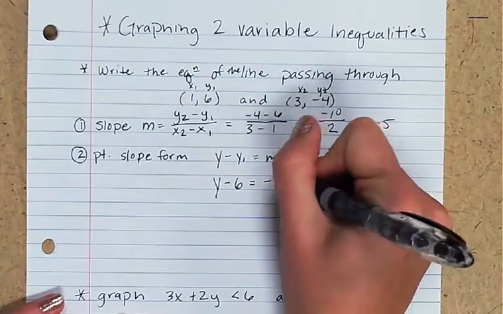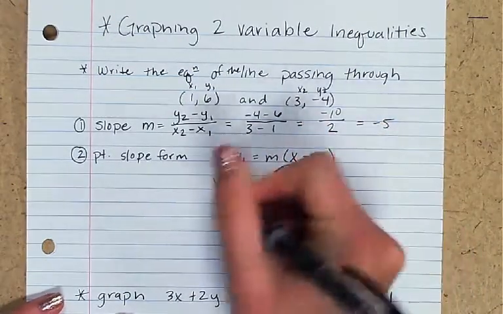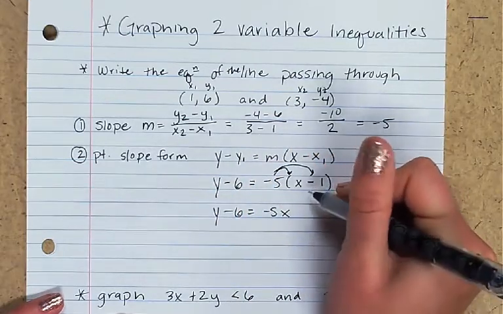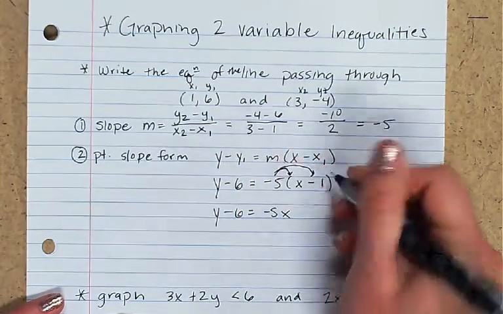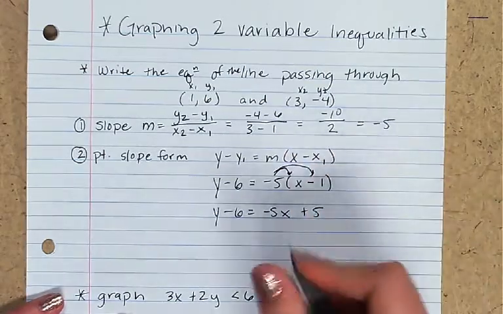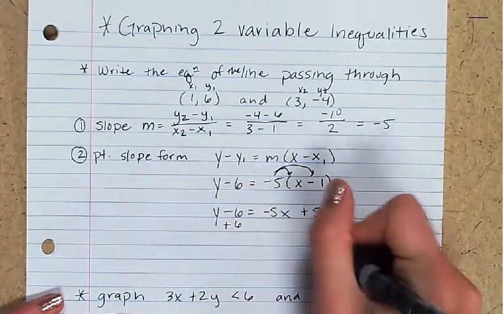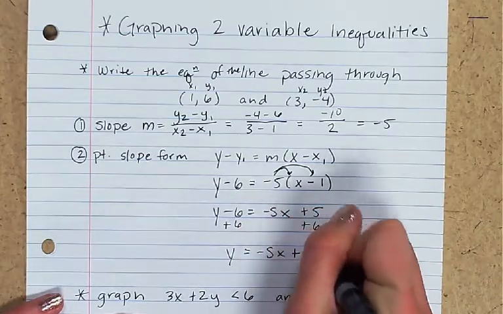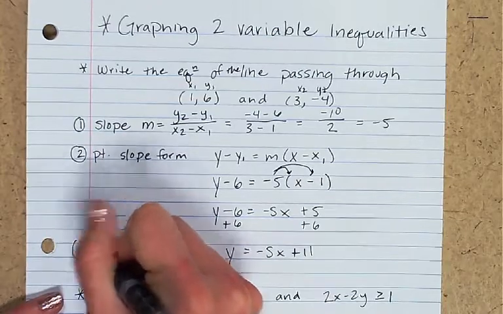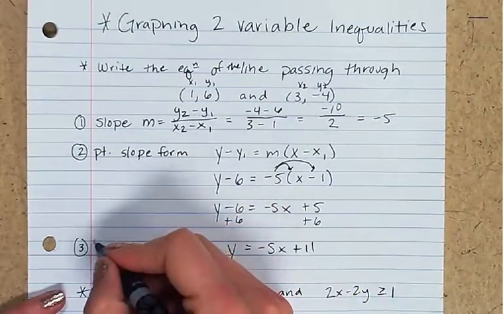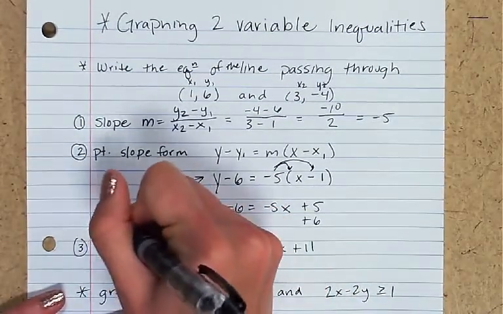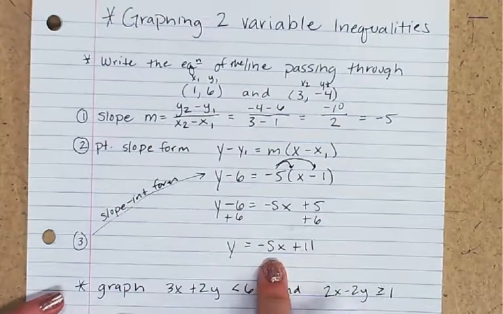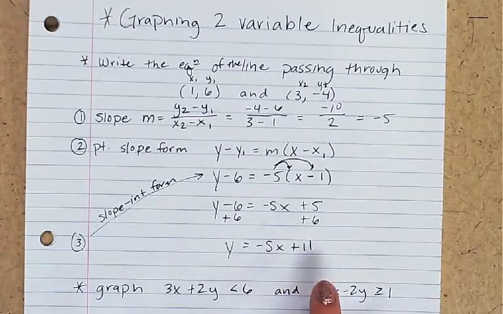From there, you'll distribute the -5 to both parts. -5 times -1, you have to pay attention to the symbol in the front, is +5. And the very last step here is to get y by itself. Add 6 to both sides. And this is the last step, essentially. I guess we started it right there, but this is getting it into slope intercept form. So it's the slope of -5 and then a y-intercept of 11.